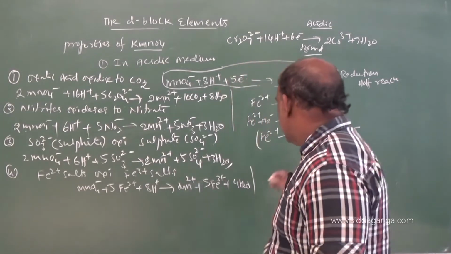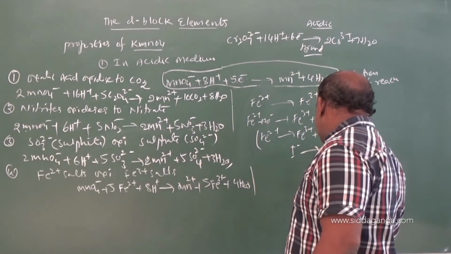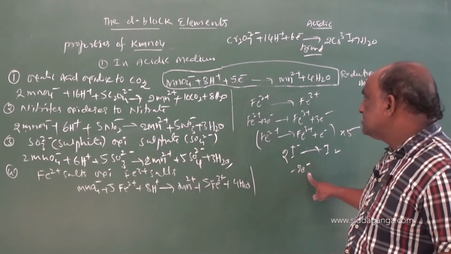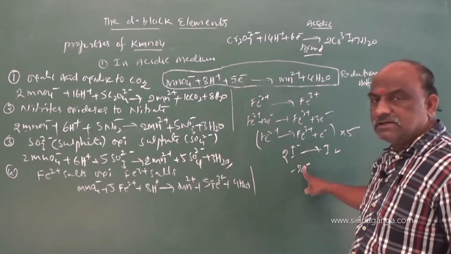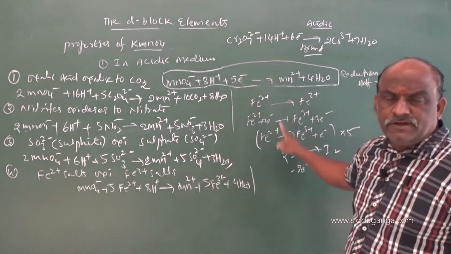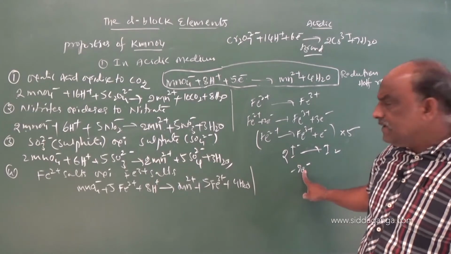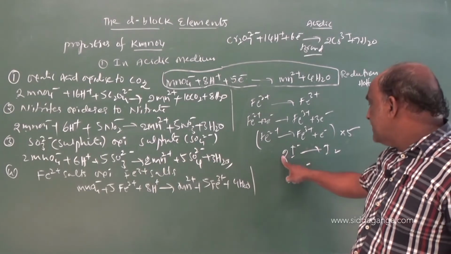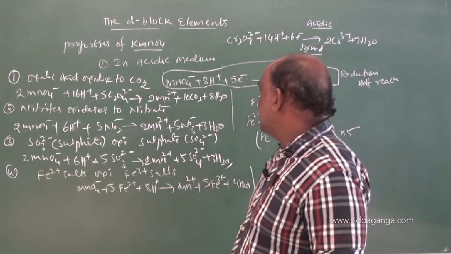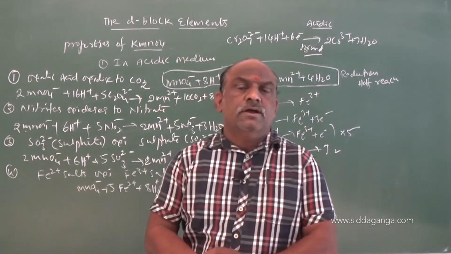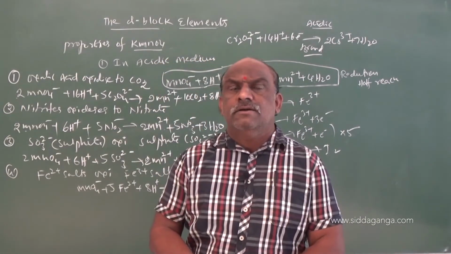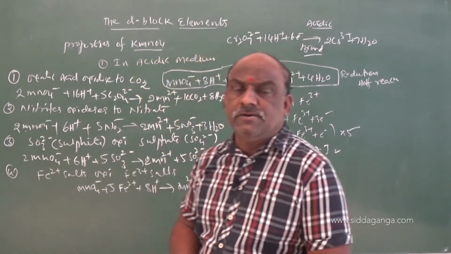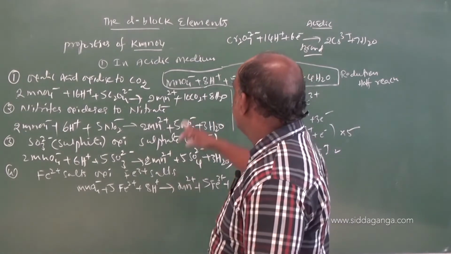Suppose I minus is given. I minus gives I2 means simply you should write 2I minus, which means minus 2 electrons. Already here 5 electrons, here 2 electrons. This equation multiply with 2, that equation multiply with 5. Then we will get 10I minus gives 5I2, according to balancing the electrons. These reactions are the oxidizing behavior of potassium permanganate in acidic medium.